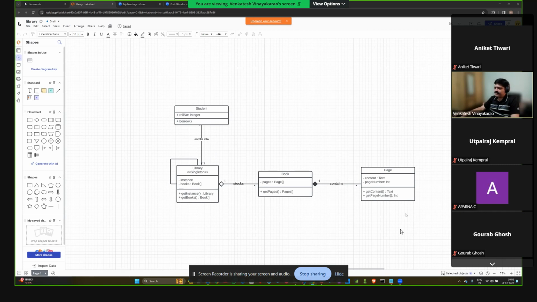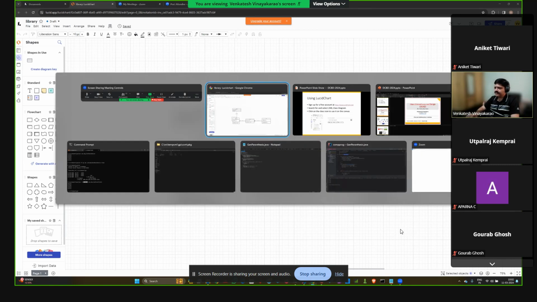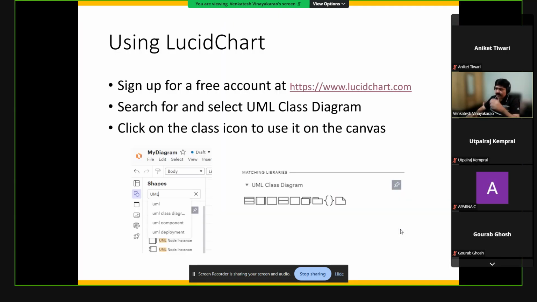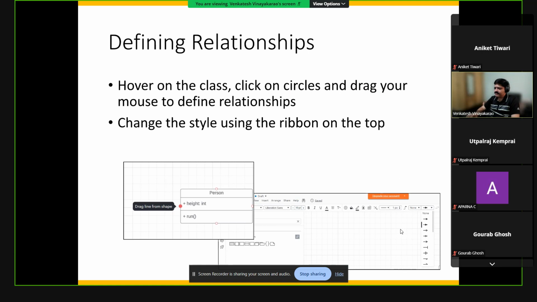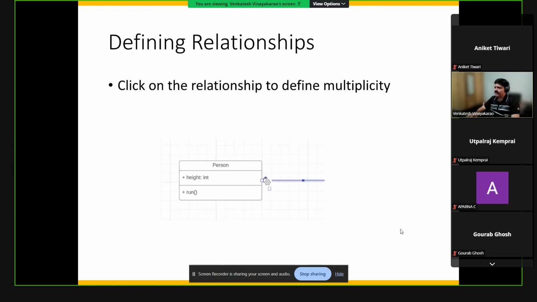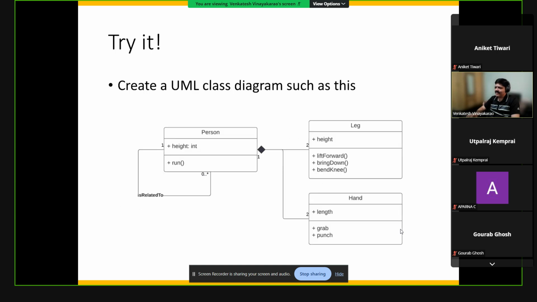Let's go back. Yes, how to use Lucid charts. I'll skip these. I think you people will figure out all these things once you log in. You can, yeah, but do please try creating a UML diagram using Lucid chart.